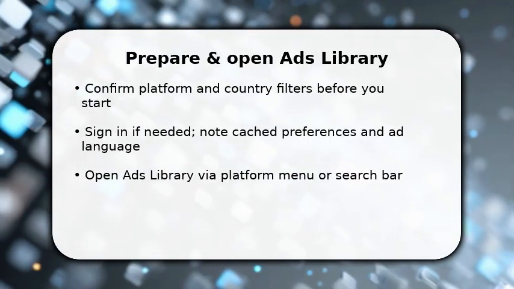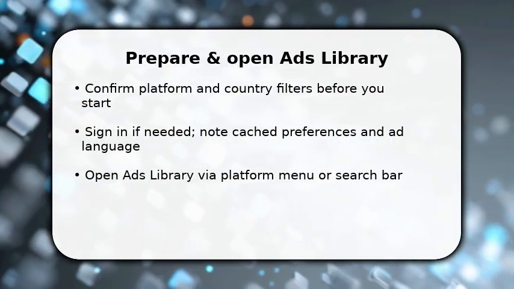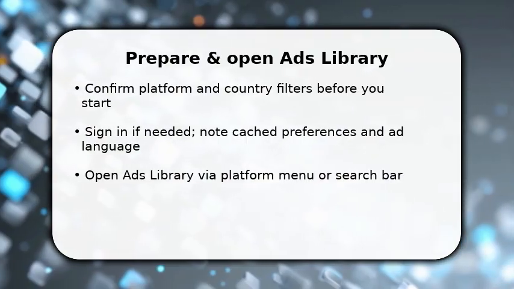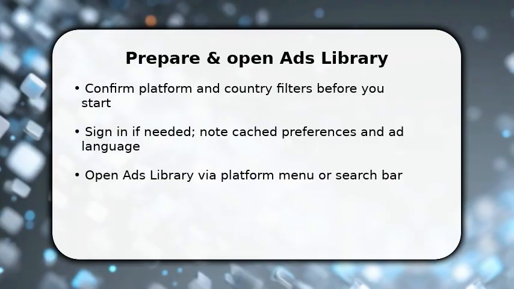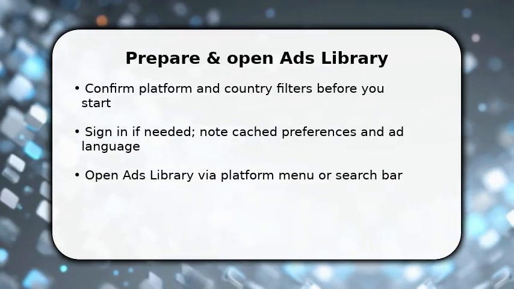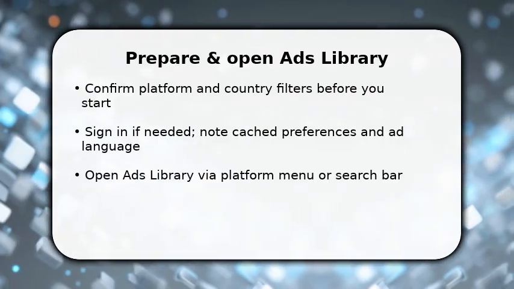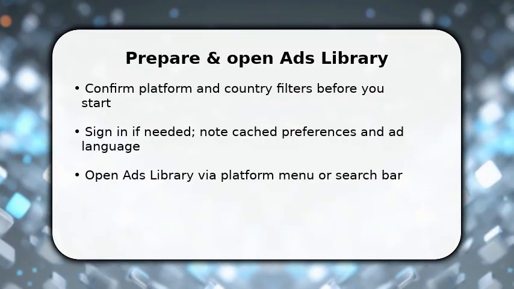You start by confirming the platform and country you need. This narrows results fast. Next, sign in if the library requires authentication so you see full details. Once done, open the ads library from the platform's menu or search. Use the direct name to avoid landing on help pages. Make sure language and time filters are visible. That prevents missed ads. This gets you into the right interface immediately.